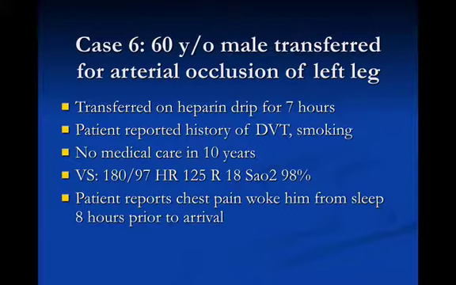His blood pressure was 180/97. His heart rate was 125. His respiratory rate was 18, and his SAT was 98%. When I talked to this guy, when he hit the door, he looked really bad and very, very sick. And the arterial occlusions I had seen in the past didn't look so unstable. This patient, when I asked him, said, you know what, a chest pain woke me up from sleep about 4 a.m.